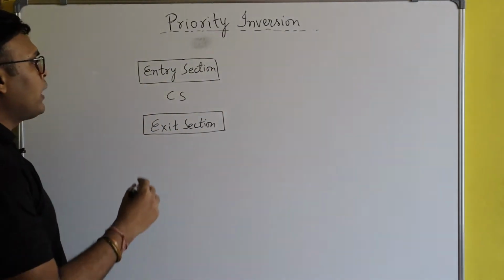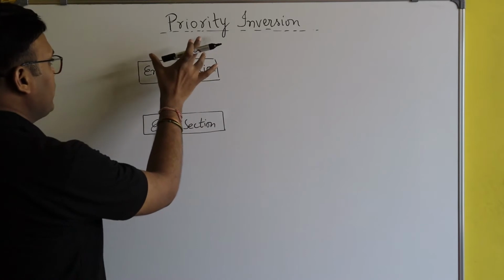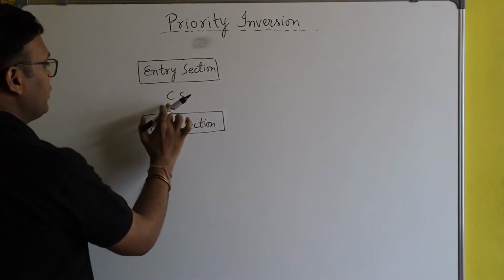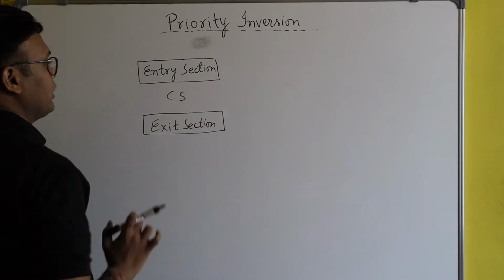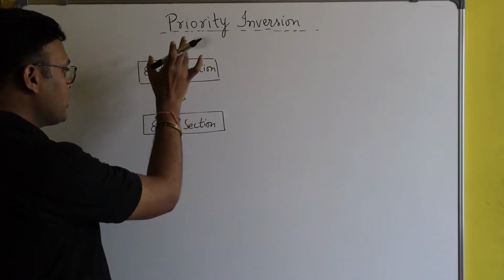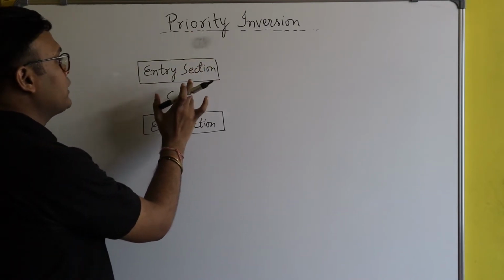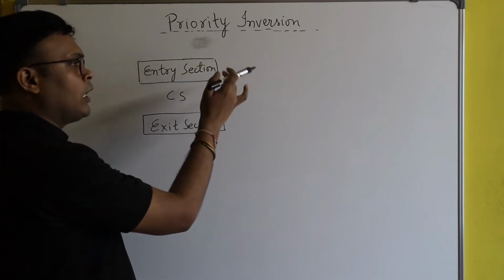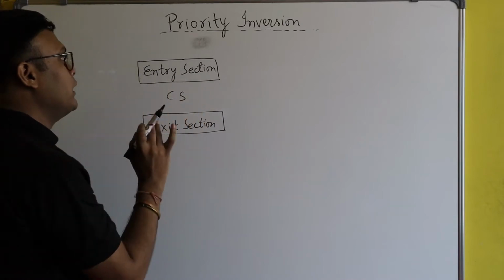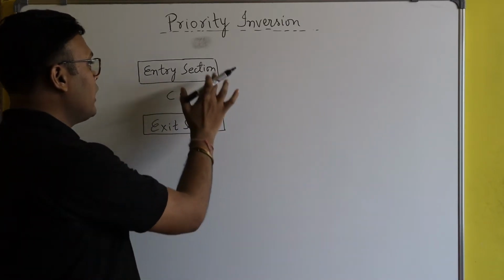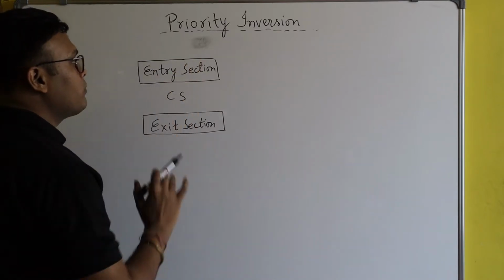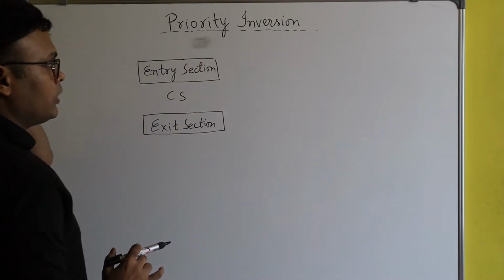You see here, I have written a simple process synchronization code: entry section, critical section, exit section. And we all know how the entry section lets a process go inside the critical section and stops other processes from entering when one process is already there. So with the help of this figure, we will try to understand what priority inversion is.